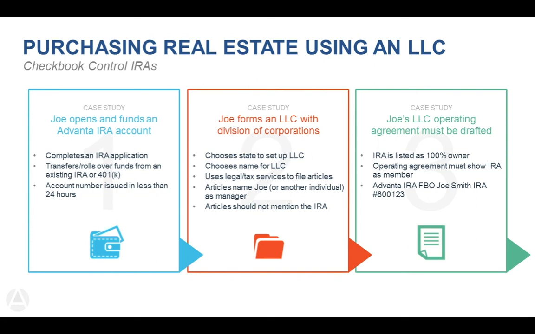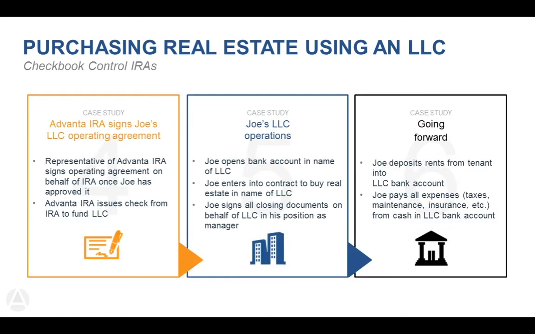Once we get copies of the operating agreement that the client has approved, and we make sure that the IRA is named as the member of the LLC, then we will issue all of the funds he has requested into the bank account of the LLC. At that point, he manages the operations. He's going to be writing all the checks for repairs, collecting all of the rent, and buying the real estate directly in the name of the LLC.